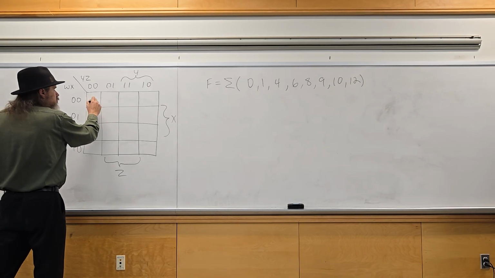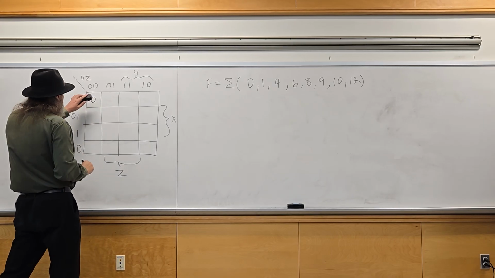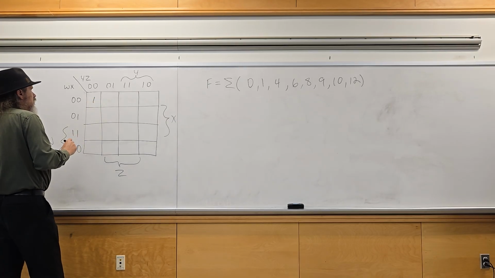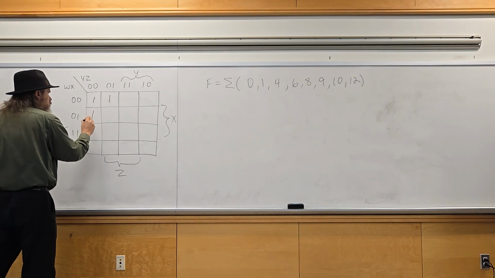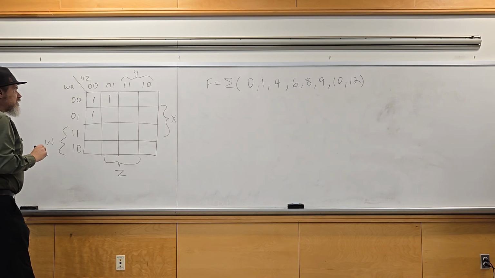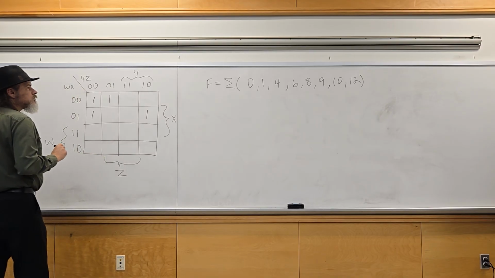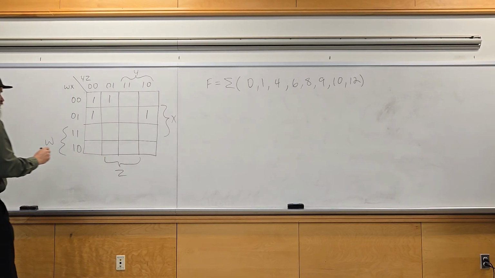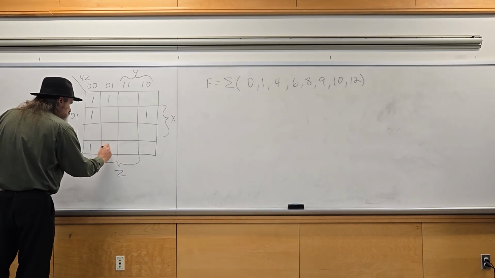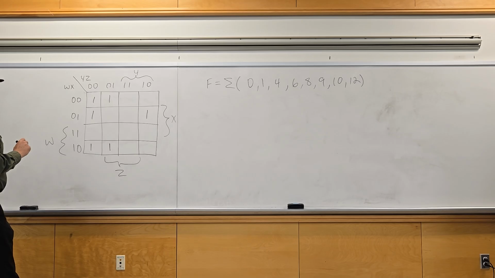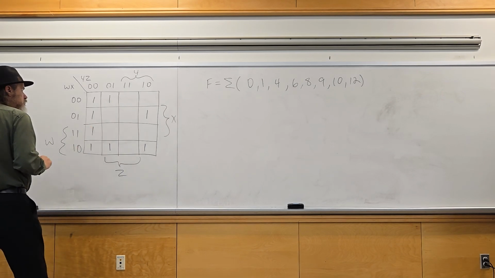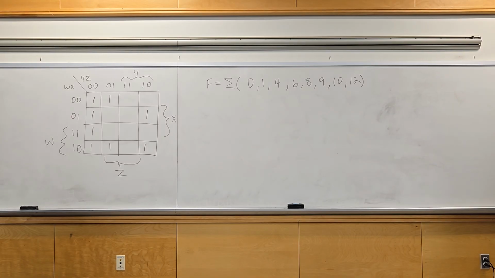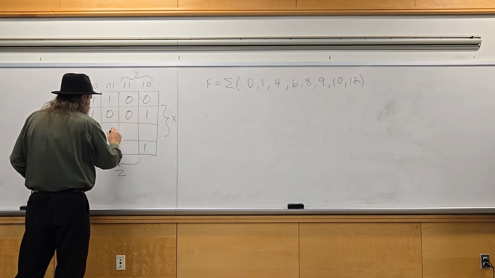0, 0, 0, 0. Oh, whoops. That's supposed to be a 1, not a 0. 1, 0, 0, 0, 1. 0, 1, 0, 0. 0, 1, 1, 0 for 6. For 8, it's 1, 0, 0, 0. 9, 1, 0, 0, 1. 10, 1, 0, 1, 0. And 12, 1, 1, 0, 0. All right. And then we have zeros filling in here.